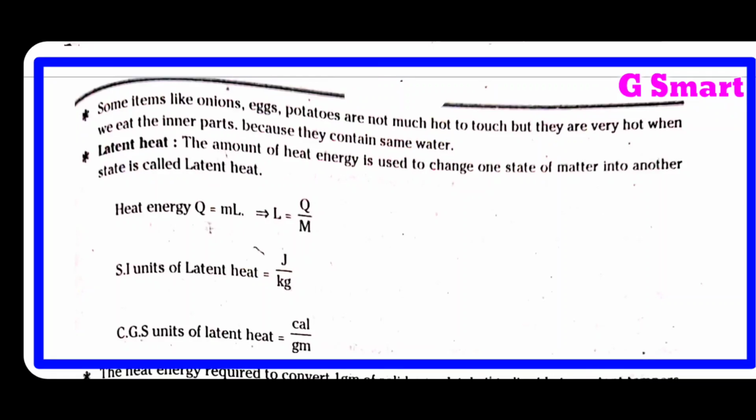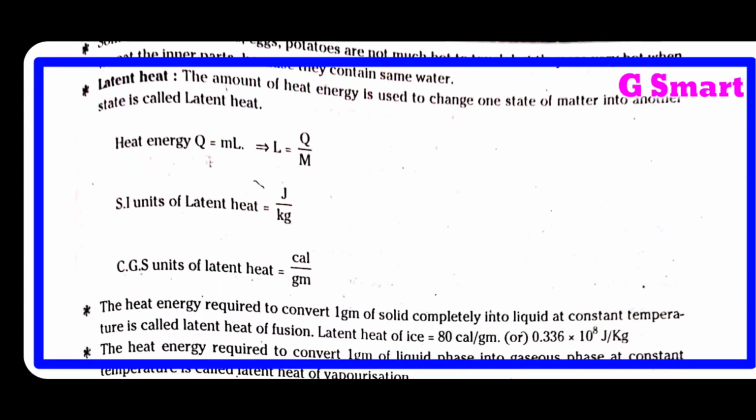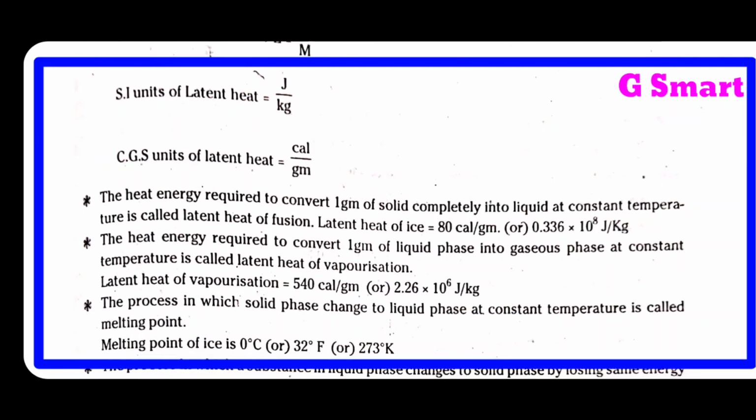How much heat energy is used to change one state of matter into another state is called latent heat. The formula for the latent heat: Q is equal to mL. Here Q is heat energy, Q is equal to mL, latent heat L is equal to Q by m. The unit for latent heat in the SI system is joule per kilogram, in the CGS system it is calorie per gram.